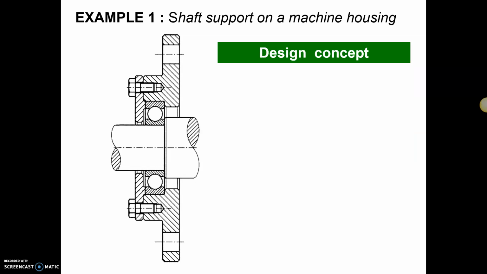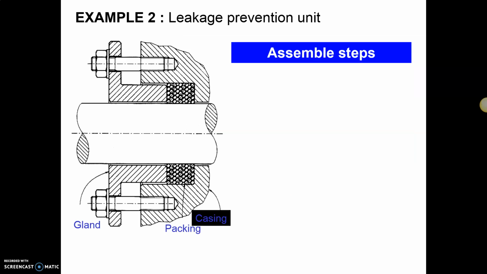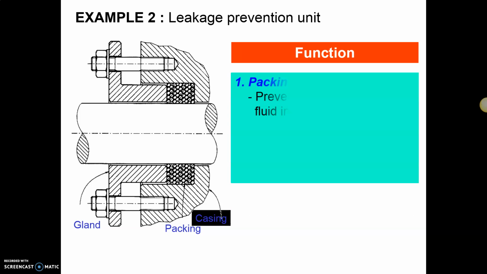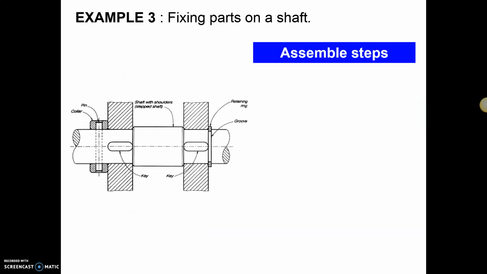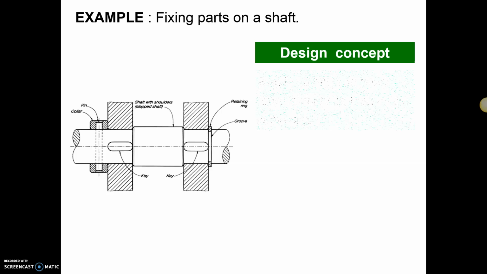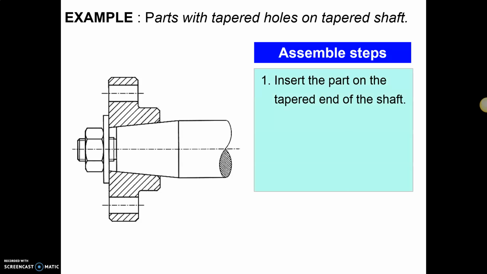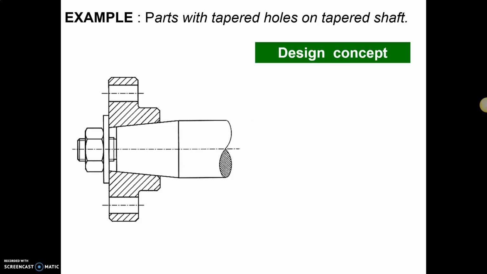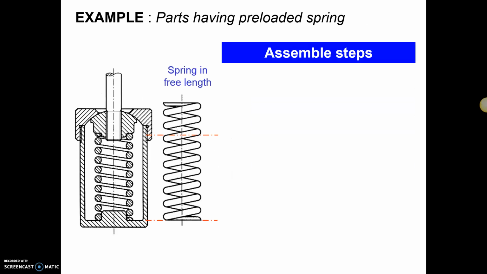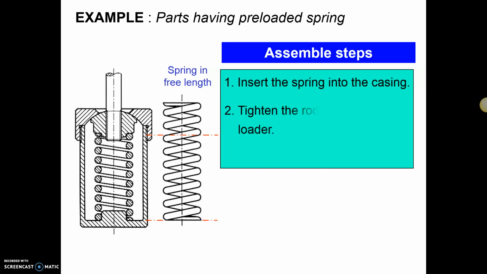We have a few examples here. This is example number 1. You can just have a look. And example number 2 is about the leakage prevention unit. You can go through it. And example 3 is fixing parts on the shaft. Another example is part with tapered hole on tapered shaft. This is the assembly step, function, and design concept. And this is another example, part having a pre-loaded spring.